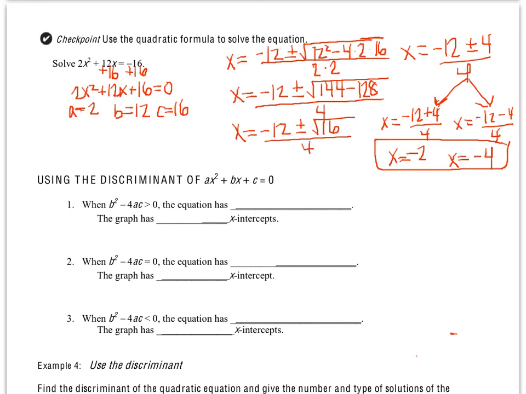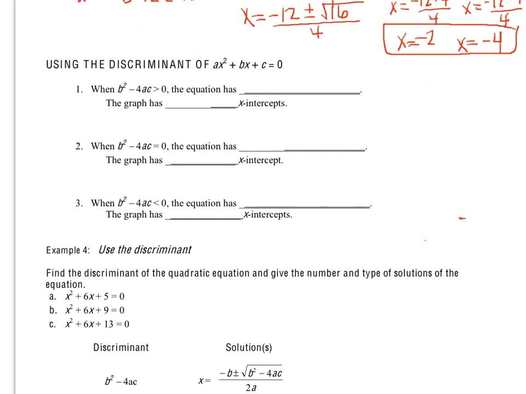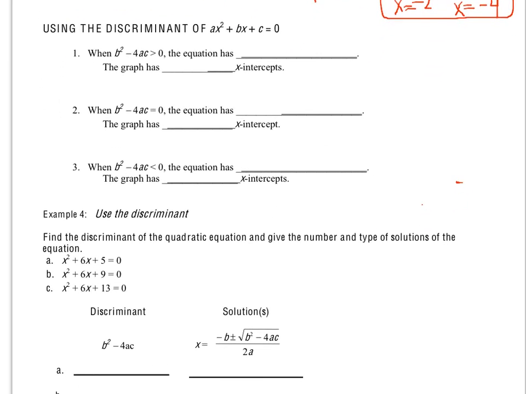Okay, so let's fill in the rest of these notes here. Let's talk about our discriminant. I'm going to move my slide up a little bit here. Okay, so when using the discriminant of ax squared plus bx plus c equals 0, if b squared minus 4ac is greater than 0, the equation has 2 real solutions. The graph has 2 x-intercepts. So wherever your solutions are, that's where it crosses your x-axis.